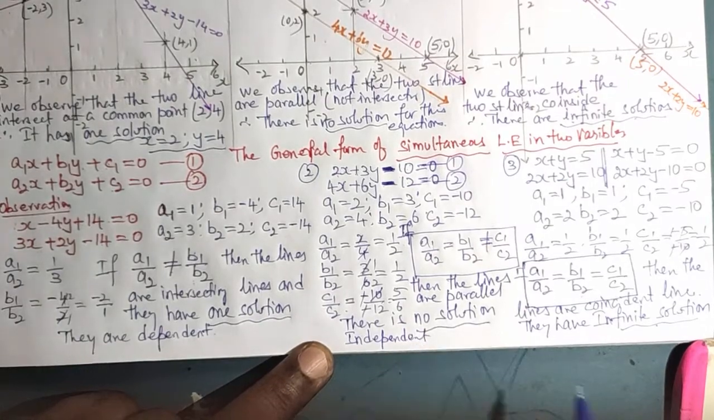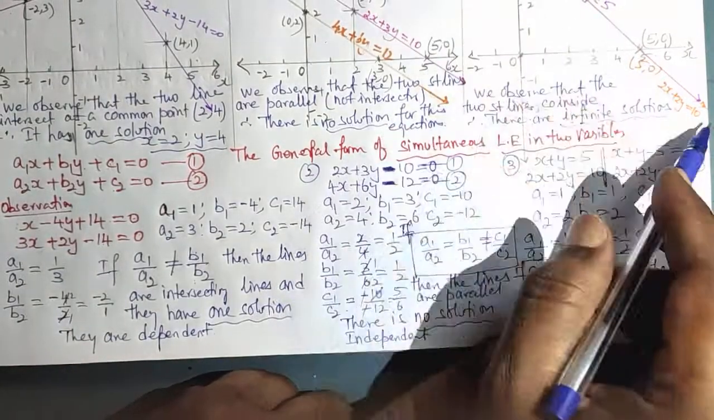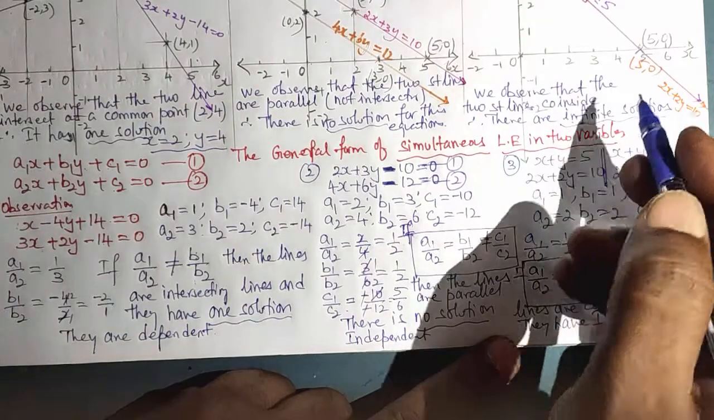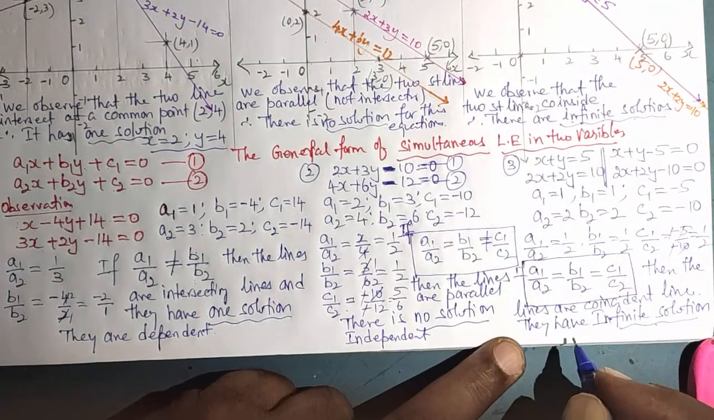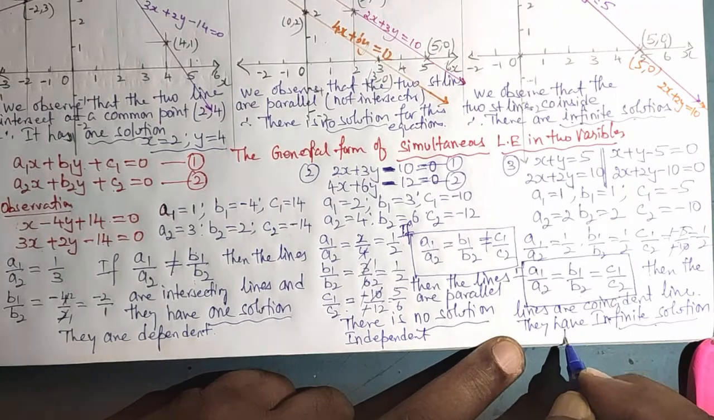Here, in this case, we see that both the lines coincide with one another. Therefore, all the points on both the lines are common points. Therefore, we call these lines dependent.